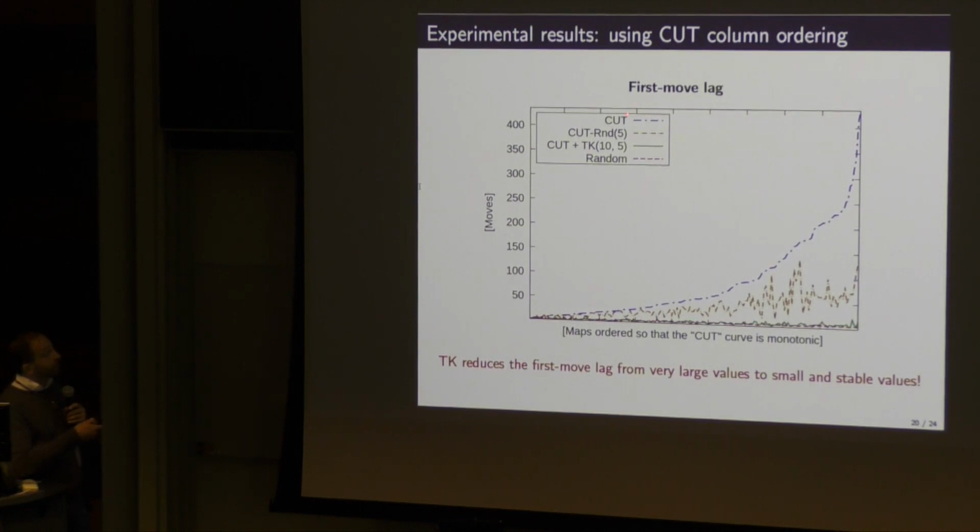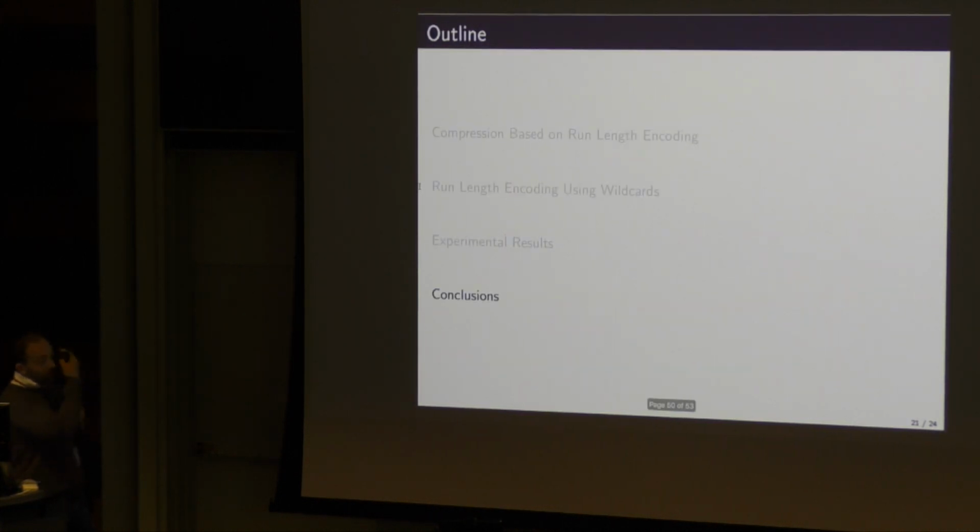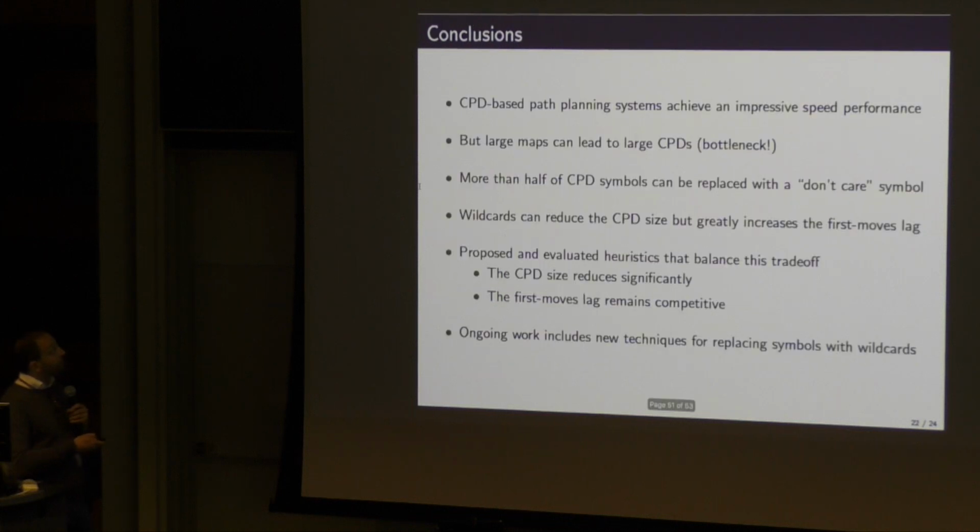This slide shows the first move lag when cut column ordering is in use. DFS leads to a similar behavior. And here we show how TK can improve the first move lag of cut. TK reduces the first move lag from very large values, hundreds, to small and stable values, units.